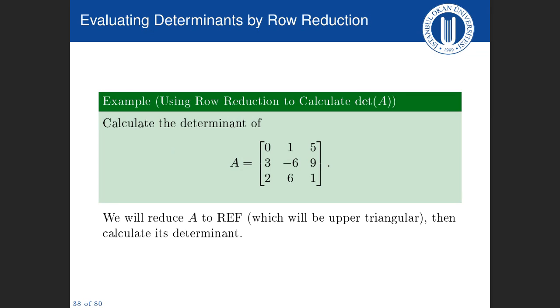Next, I want to talk about how we can use row reduction to calculate the determinant of a matrix. For example, calculate the determinant of this 3 by 3 matrix. The technique I'm going to use is I'm going to row reduce this matrix to row echelon form. That means reduce it to an upper triangular matrix, and then we're going to calculate the determinant of the upper triangular matrix.